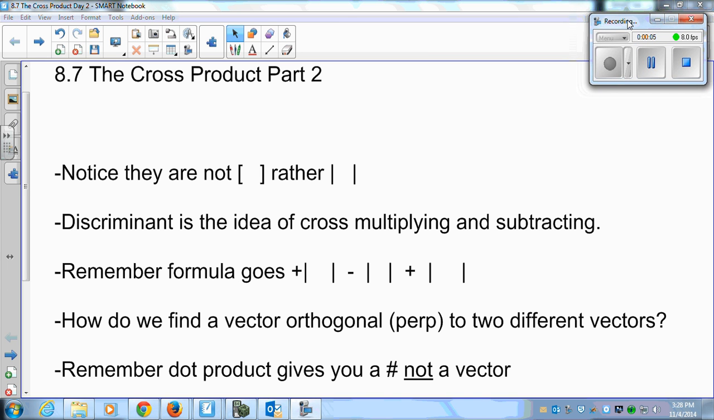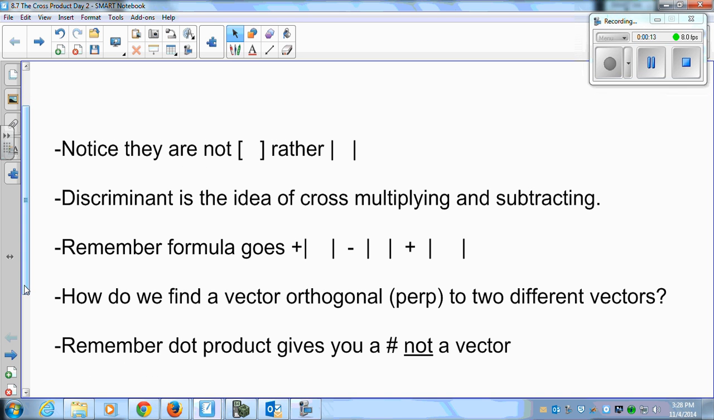All right, College Trig, 8.7, Part 2, last notes of Chapter 8. Some things I noticed as we were working through some stuff: make sure you notice when you're doing discriminants that you're using straight lines and not brackets. Brackets might imply multiplication or matrices, but we're doing discriminants, so it's like the absolute value lines, just straight up and down vertical lines.